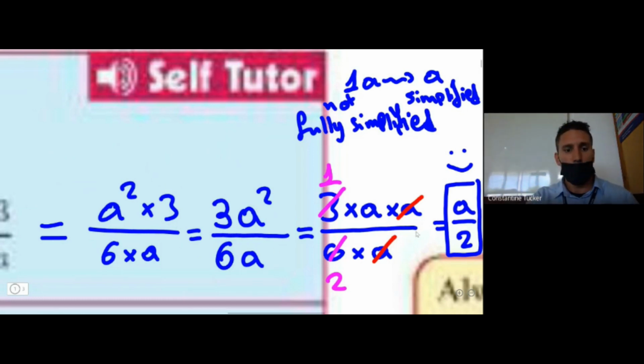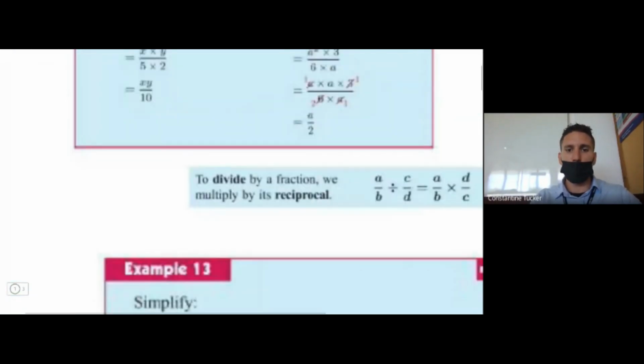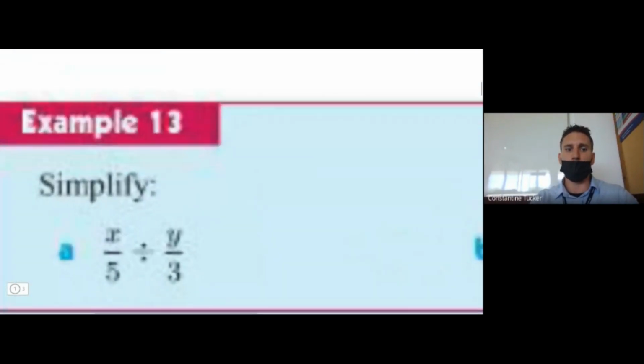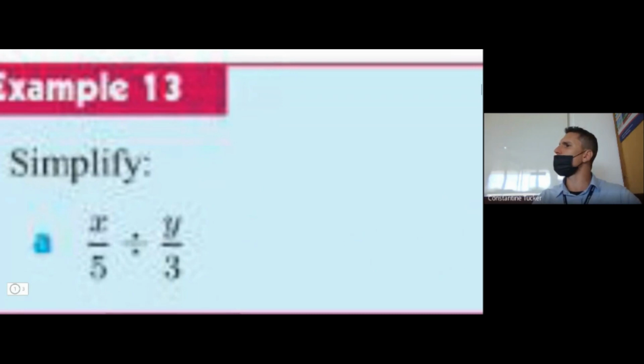Good question. All right, moving on to the next bit, which is how do we divide by a fraction? Does anyone know how we divide by a fraction?